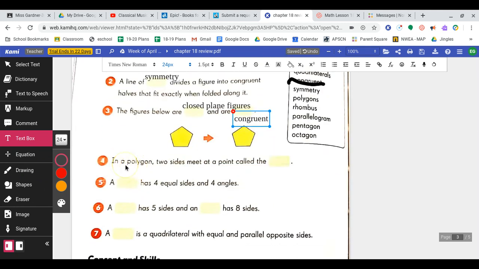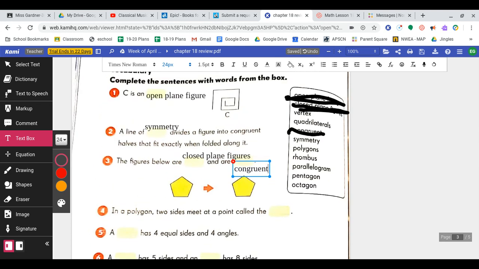The next question says, in a polygon, two sides meet at a point called blank, and we're looking at this part of the polygon, we call that a vertex.